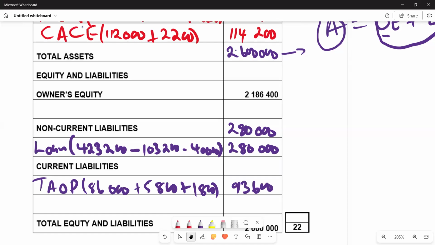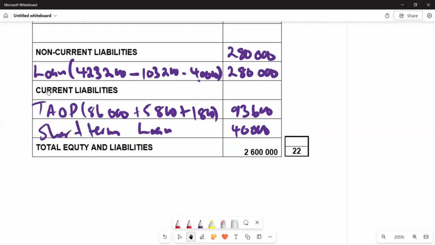Then remember, we also have a short-term loan that we subtracted here of 40,000 that is supposed to come here as our short-term loan of 40,000. Having done that, we can now find our total for current liabilities by saying 93,600 plus 40,000. And the answer that you're going to get there is 133,600. So we have completed.